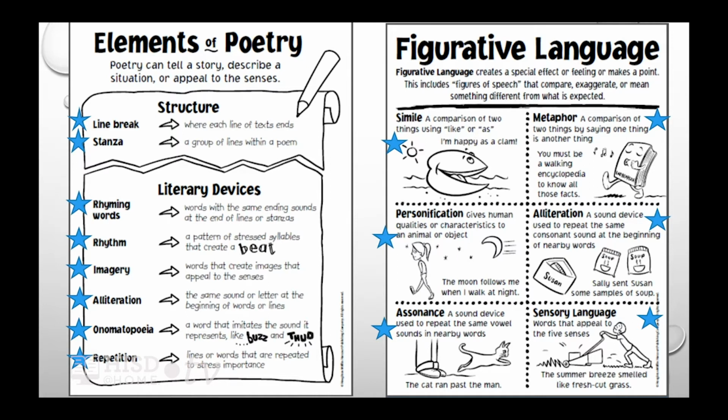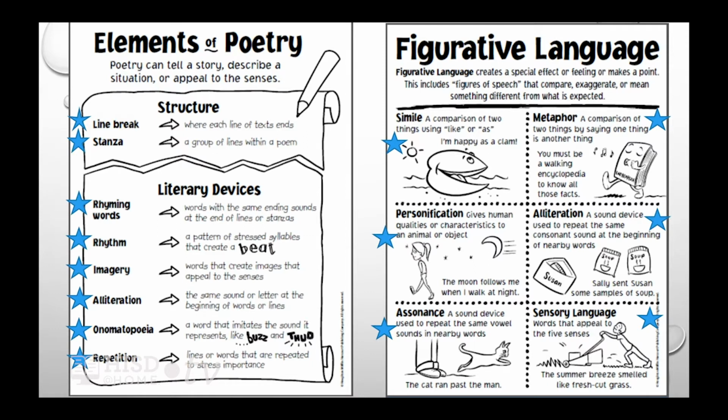We also have our figurative language anchor chart. Figurative language creates a special effect or feeling or makes a point that includes figures of speech that compare, exaggerate, or mean something different from what is expected. We have simile. A simile is a comparison of two things using like or as. Here's an example. I'm happy as a clam.